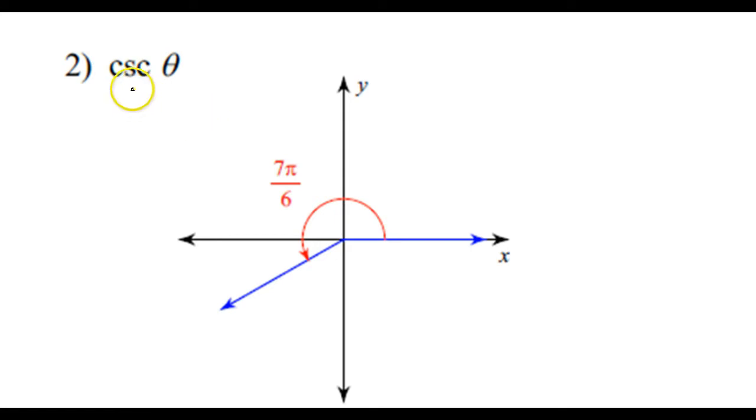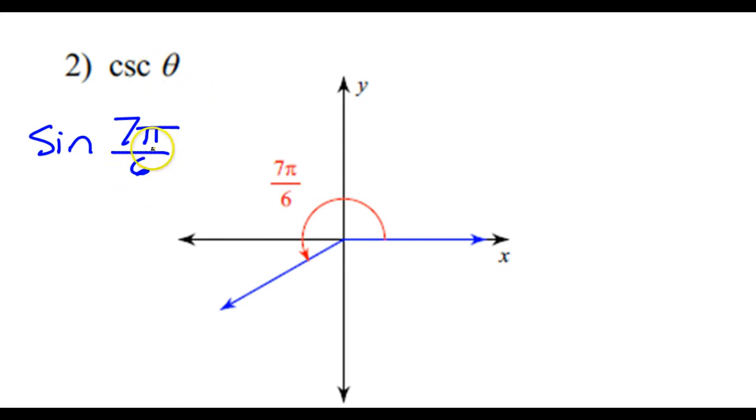Cosecant. This is one of our reciprocal trig functions. Cosecant is the reciprocal of the sine function. It's 1 over sine theta. So what we're going to do is start by figuring out what the sine of theta is. Let's start by figuring out what's the sine of 7 pi over 6. Whatever the answer turns out to be, we'll just take the reciprocal of that, and that will be our cosecant.